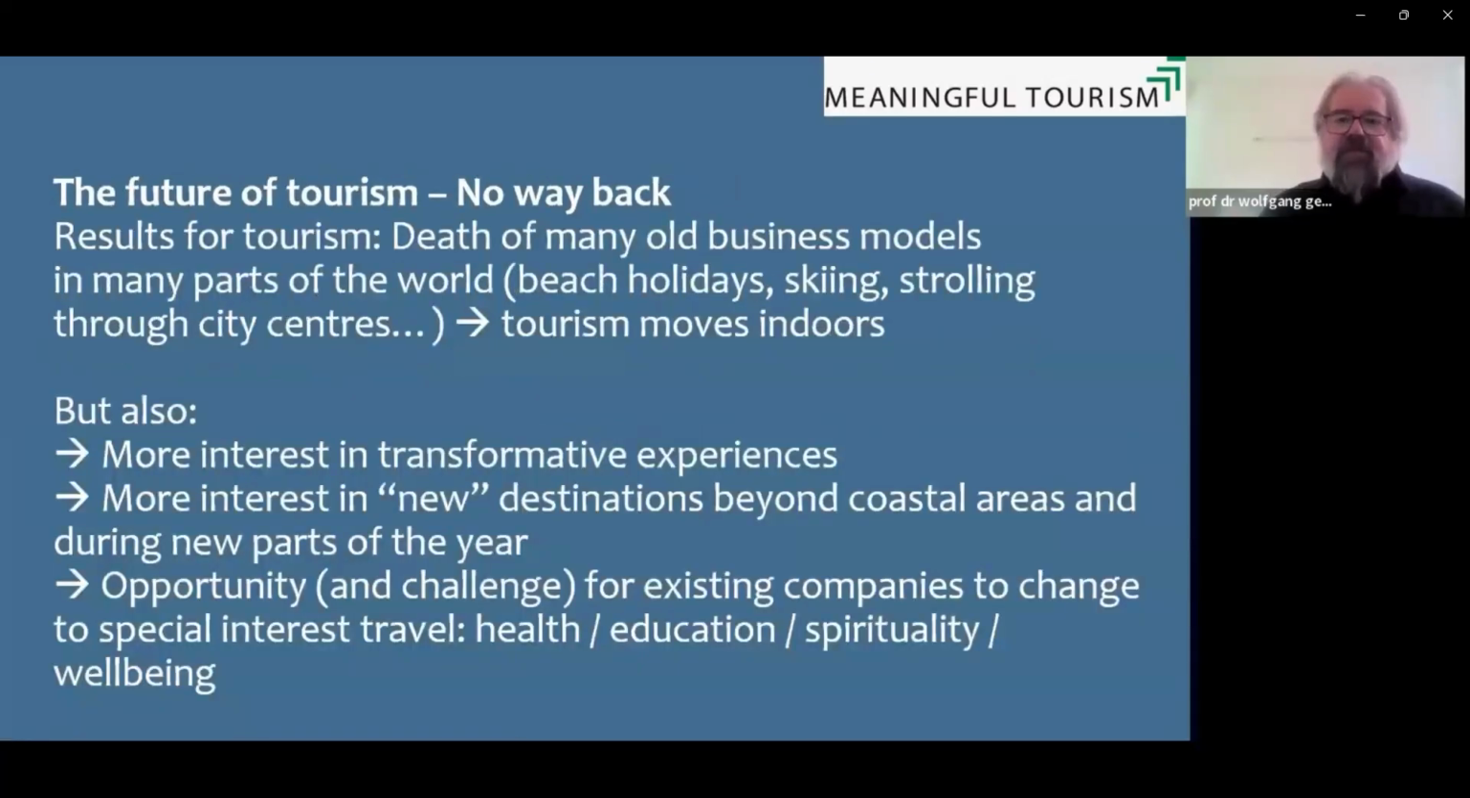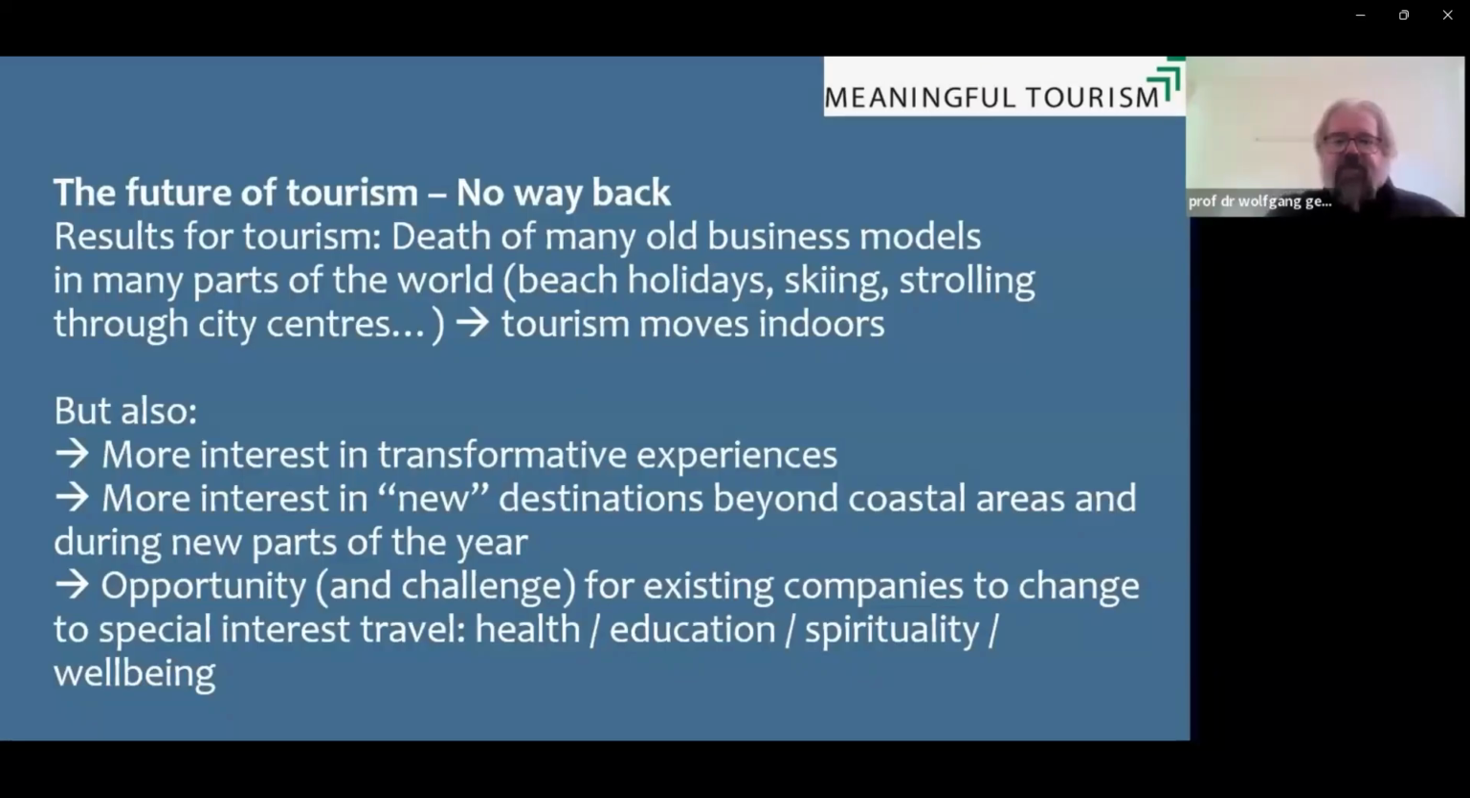So if there's no way back, what is the result for tourism? So we see the death of many old business models, so beach holidays, skiing, strolling through city centers. So tourism moves indoors in many ways. And we also see, positively, that there's more interest in transformative experiences. There's more interest in new destinations, going just beyond the beach and also not going there for the main season.